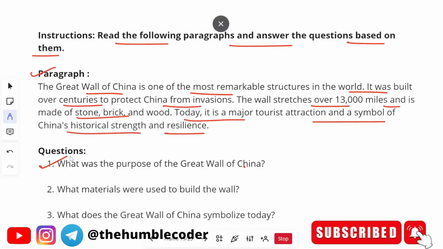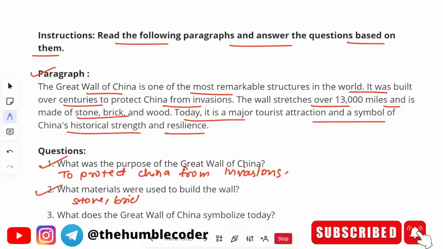Let's see the first question that we have. The first question is, what was the purpose of the Great Wall of China? The answer for this is going to be, the purpose of the Great Wall of China is to protect China from invasions. Okay, let's see the next question. What materials were used to build the wall? The answer will be, the materials that were used to build the wall were stone, bricks, and wood.